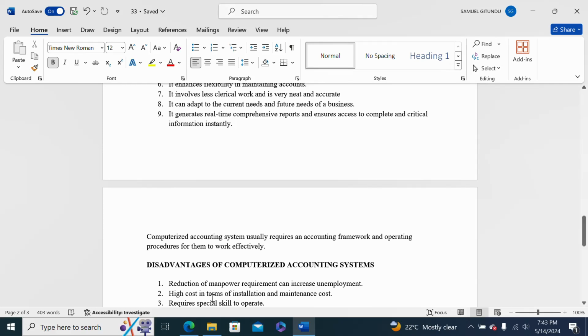Then there's high cost in terms of installation and maintenance cost. So to maintain this computer accounting system, it involves high cost. For example, there are some software that are needed in accounting which require a lot of cost to install and also to maintain. So you find that this is another disadvantage of computerized accounting system.